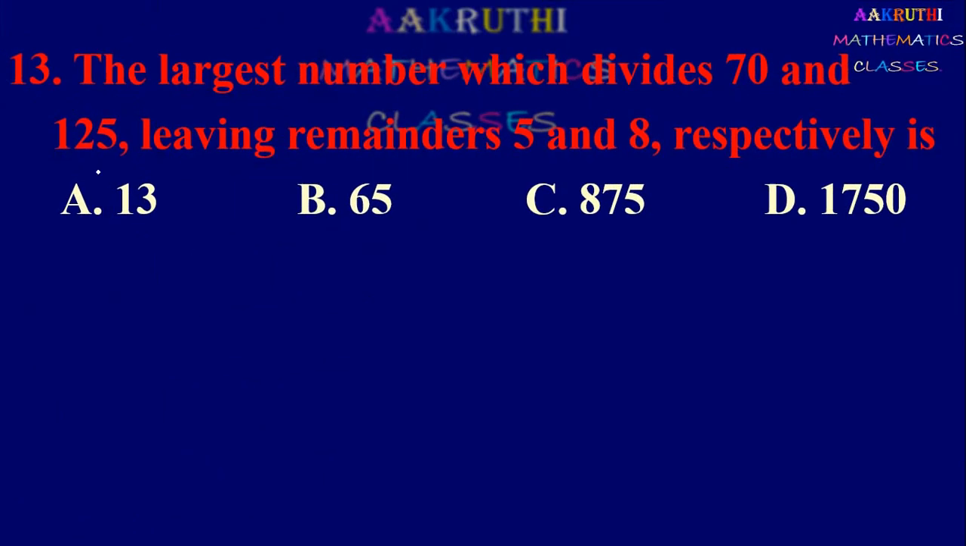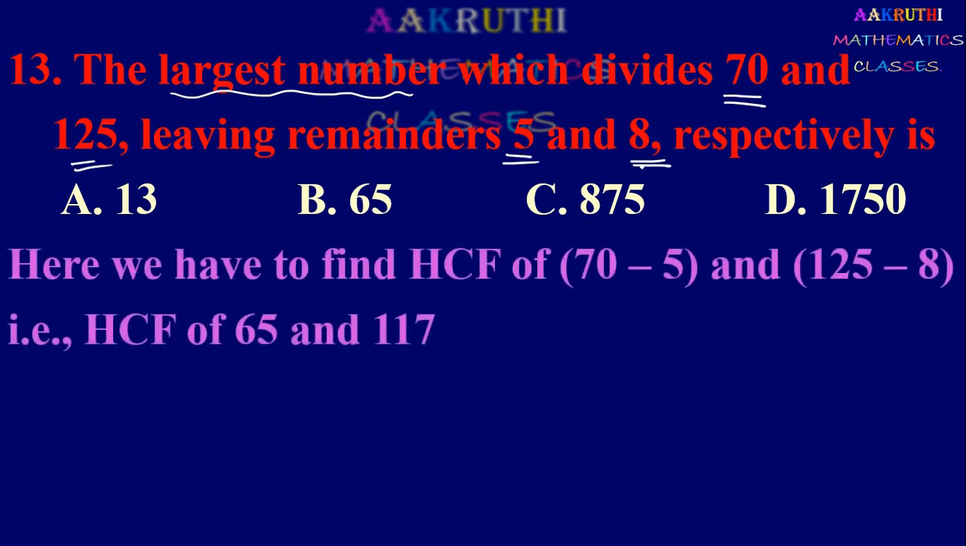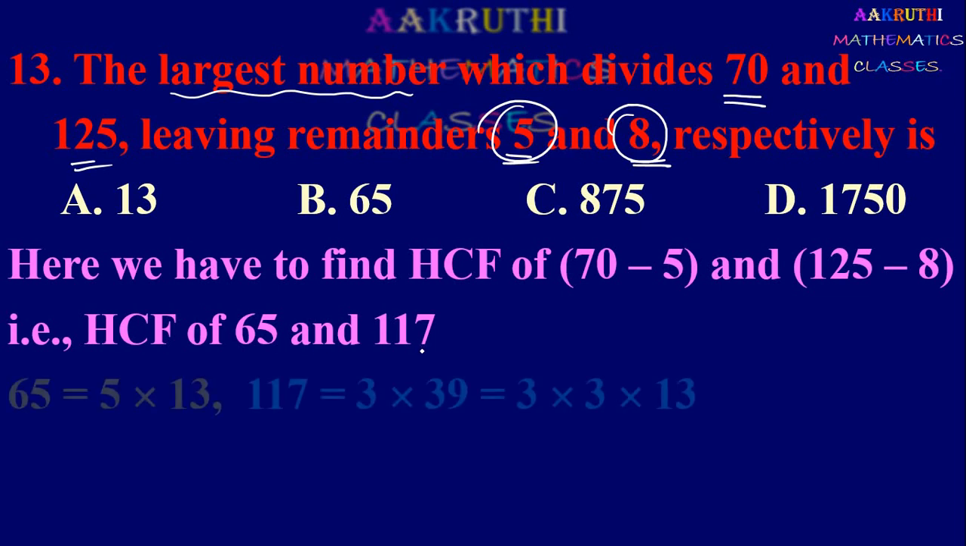So next question, question number 13. The largest number which divides 70 and 125, leaving remainder 5 and 8 respectively, is. So here we have to find the largest number which divides 70 and 125, but we have to get remainder 5 and 8. That is, we have to find the HCF of 70 minus 5, since we have to get remainder 5. Therefore, the number is 70 minus 5. And when we divide 125, the remainder is 8. Therefore, the number is 125 minus 8. That is, we have to find the HCF of 65 and 117.